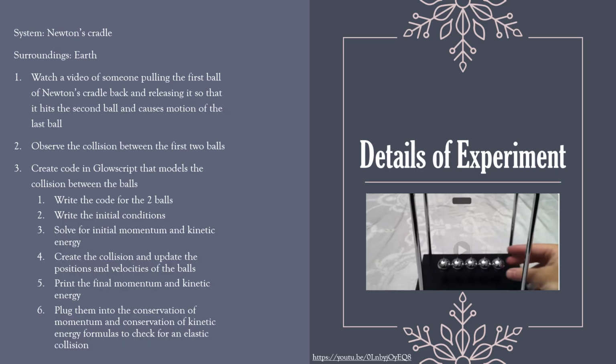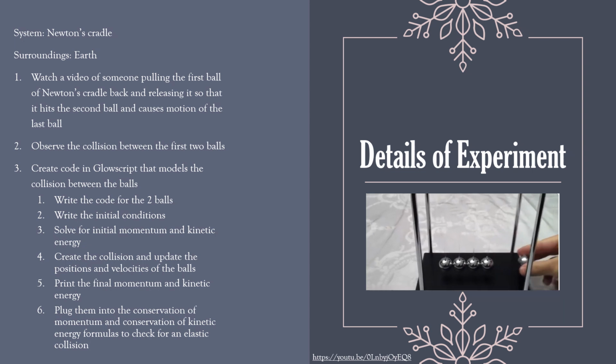Details of my experiment: the system was Newton's cradle, and the surroundings was Earth. Basically, I watched a video of someone pulling the first ball of Newton's cradle back and releasing it so that it hit the rest and caused motion of the last ball. I observed this collision between the first two balls and created a code in GlowScript that modeled the collision. I wrote the code for the two balls, wrote the initial conditions, solved for initial momentum and kinetic energy, created the collision and updated the positions and velocities of the balls, printed the final momentum and kinetic energy, and then plugged them into the conservation of momentum and kinetic energy formulas to check for an elastic collision. And then here's just a video of a Newton's cradle.